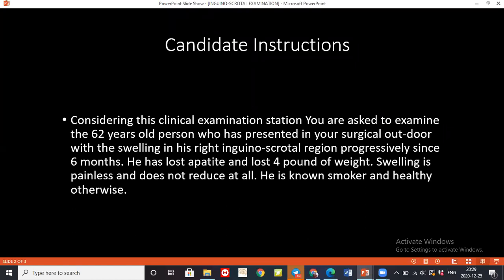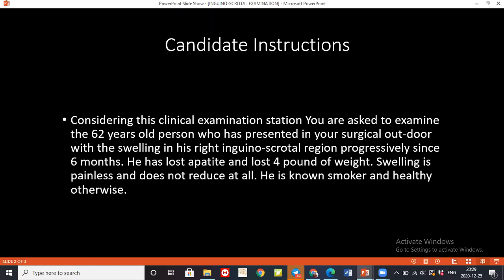How would you differentiate Lichtenstein's repair from modified Bassini's herniorrhaphy? What is the difference? The modified Bassini herniorrhaphy is approximation of the conjoint tendon and inguinal ligament by interrupted non-absorbable monofilament suture like Prolene.